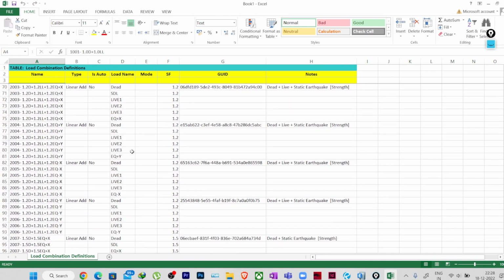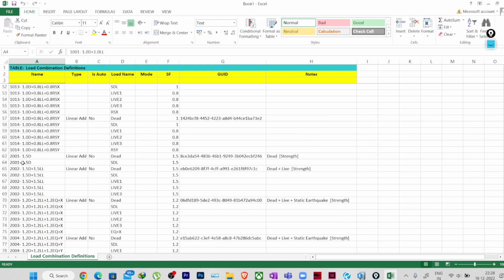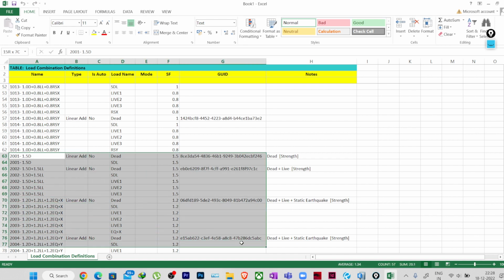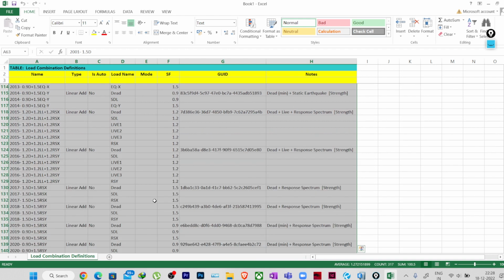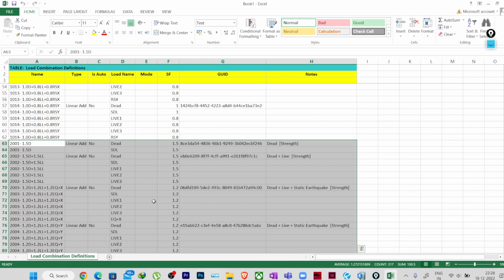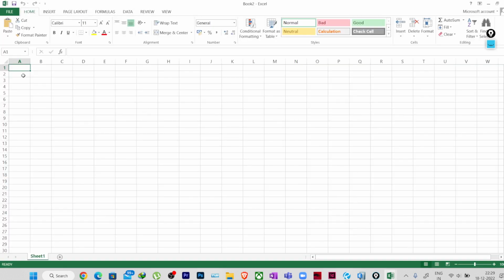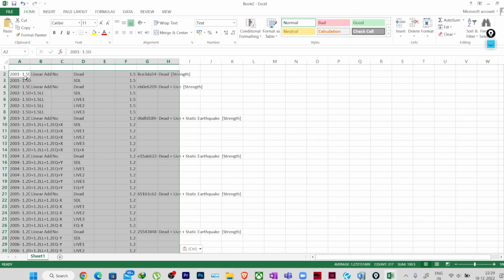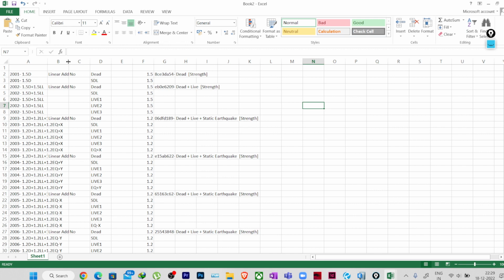Now here what we have to do, we will copy these load combinations 2020, because these are the design combinations. Okay, 2020, this is my design combinations that I am going to use. So I'll just make a copy of this. Fine. And I'll open another Excel and paste it here. Control V. Fine.